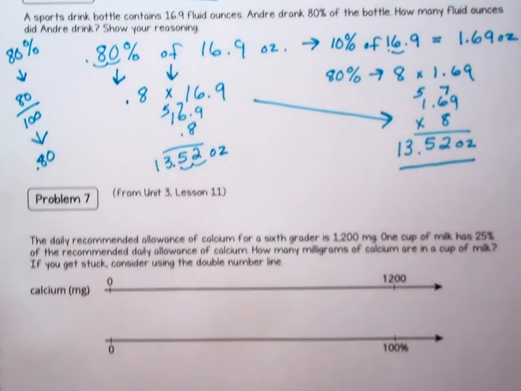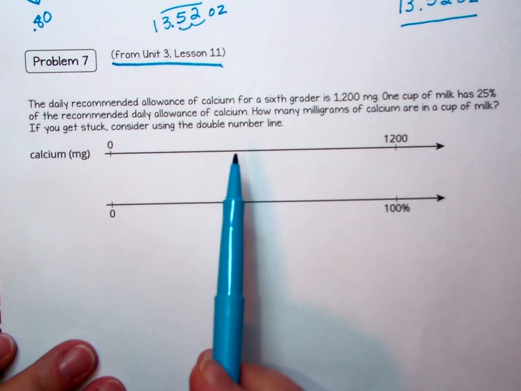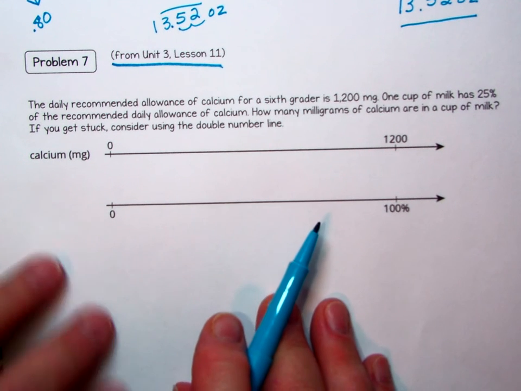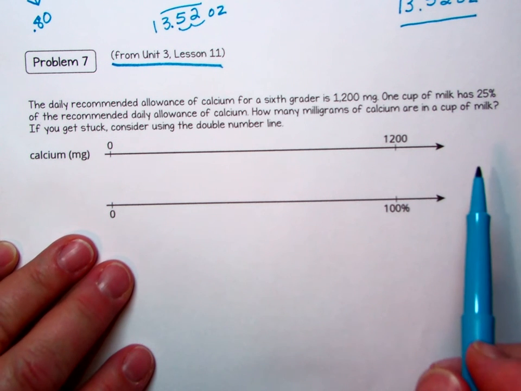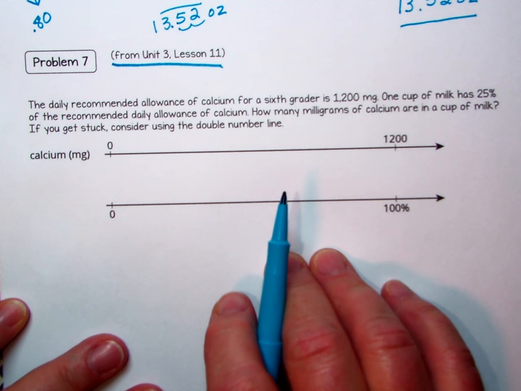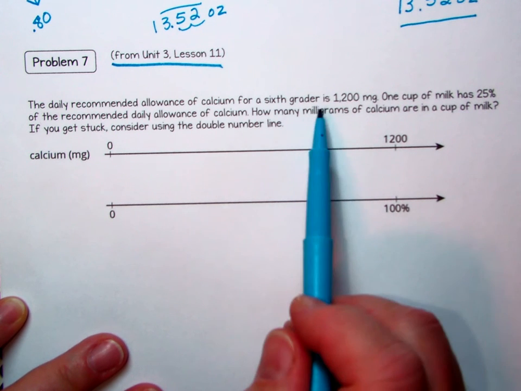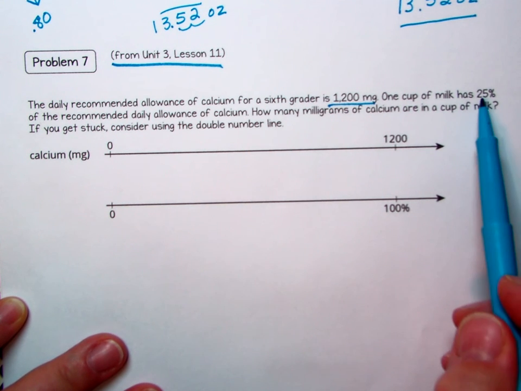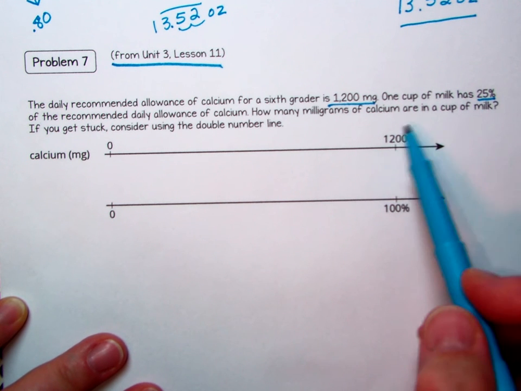All right, last problem. Problem 7. This is another throwback problem from Unit 3. The daily recommended allowance of calcium for a 6th grader is 1,200 milligrams. 1 cup of milk has 25% of the recommended daily allowance of calcium. How many milligrams of calcium are in a cup of milk? If you get stuck, consider using the double number line diagram. So this is really just asking, a 6th grader is supposed to have 1,200 milligrams. A cup of milk has 25% of this recommended daily amount. So how many milligrams are in a cup of milk?